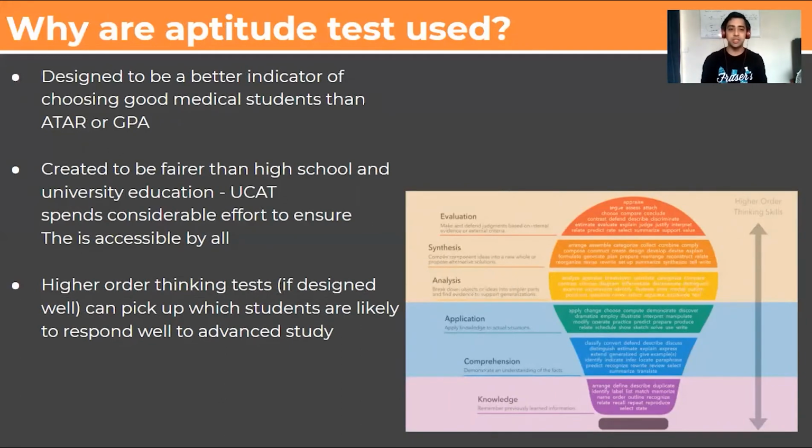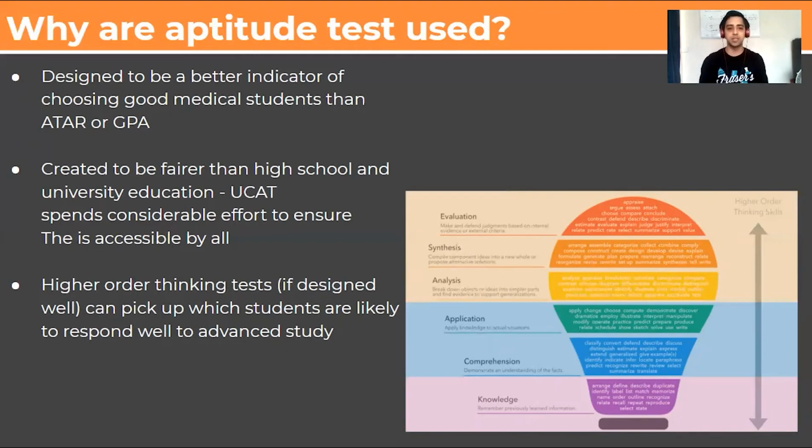And so the reason the UCAT was introduced is because there's a lot of study and research to show that it is a good predictor of someone who would be a good medical student and a good doctor in the future. They're also designed to be fairer than high school and university education. So often in high school education or university education, perhaps being from an Anglo-Saxon background or going to certain types of schools or getting some type of teaching style might give you a clearer edge.